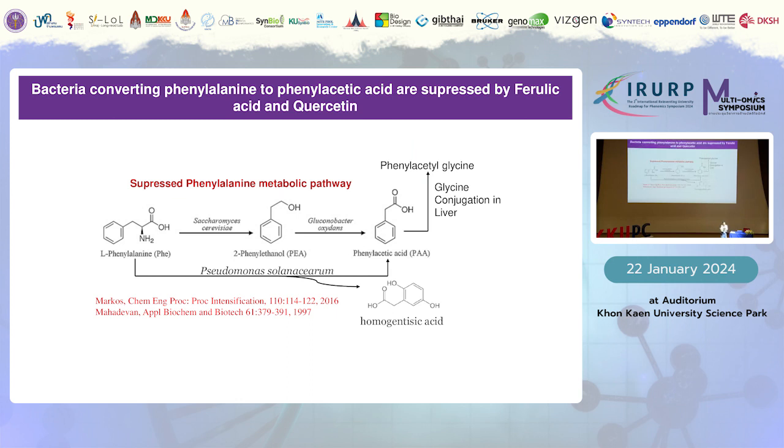We already know that phenylacetylglycine originates from phenylalanine. Some microbes work on the phenylalanine to produce phenylacetic acid, and then in the liver, it is conjugated with glycine to produce phenylacetylglycine. So the phenolic compounds can suppress the phenylalanine metabolic pathways.